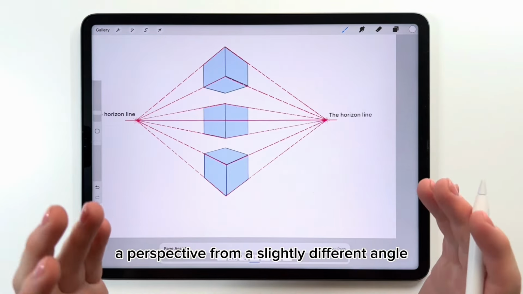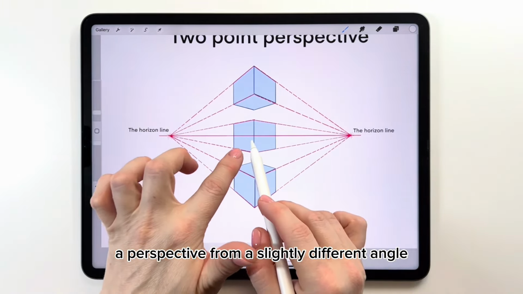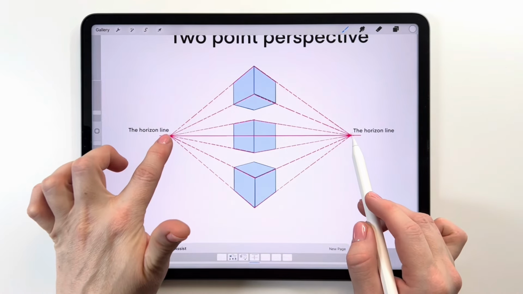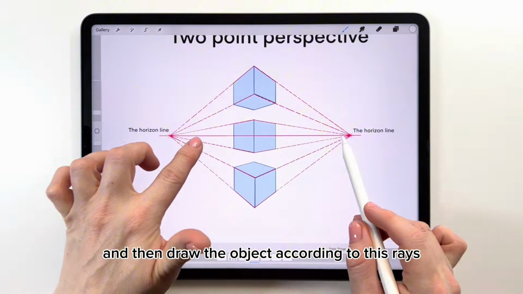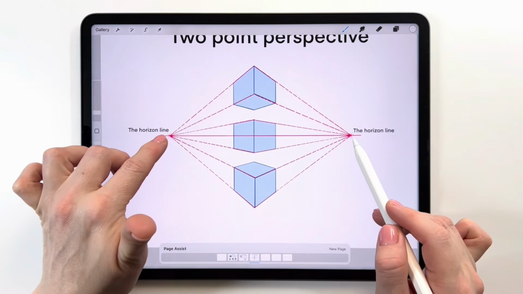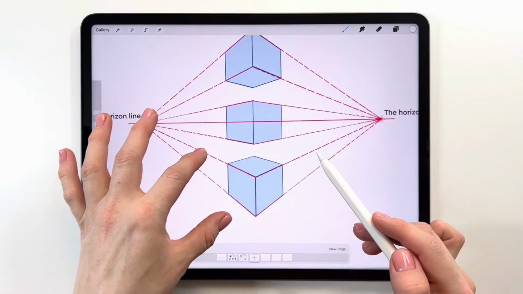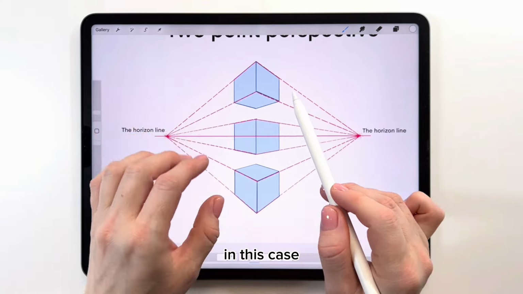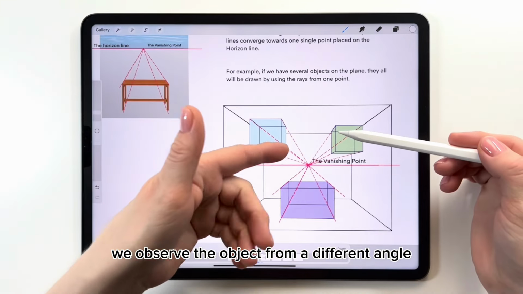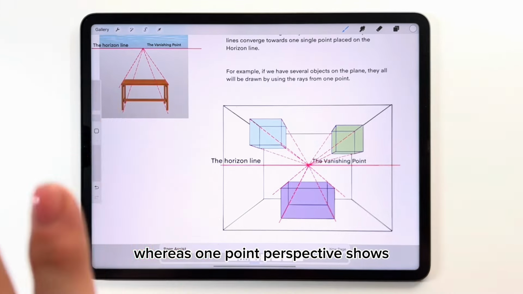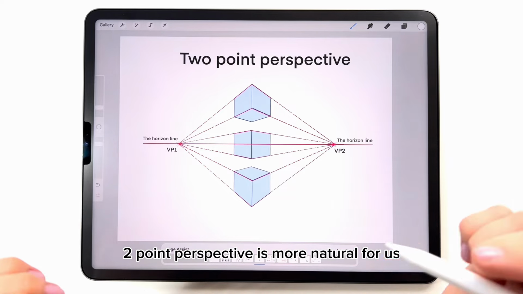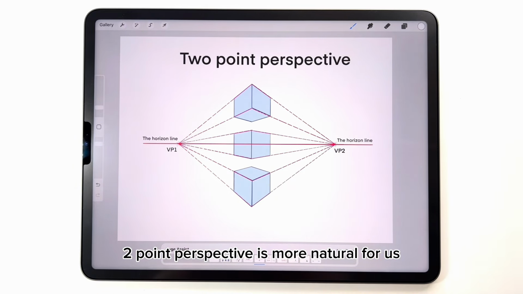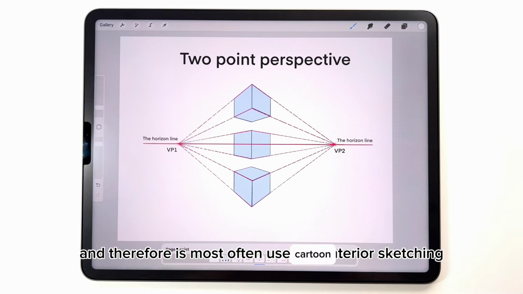If we want to build a perspective from a slightly different angle, we can use two-point perspective. This means we take 2 points on the horizon line and then draw the object according to these rays that come from these points. In this case, we observe the object from a different angle, whereas a one-point perspective shows the object as we see it directly. Two-point perspective is more natural for us and therefore is most often used for interior sketching.